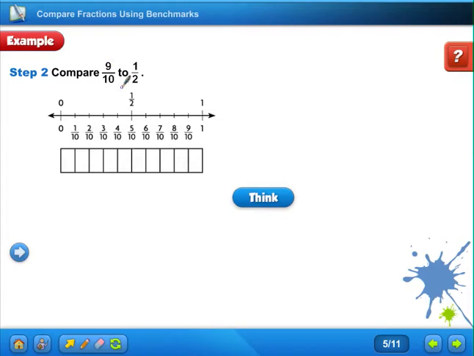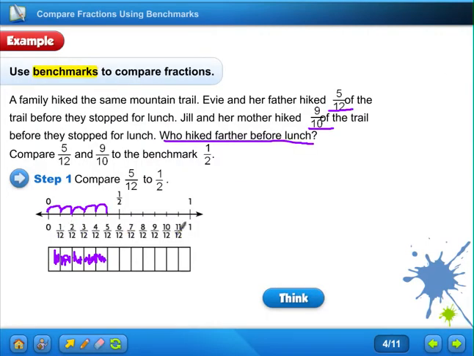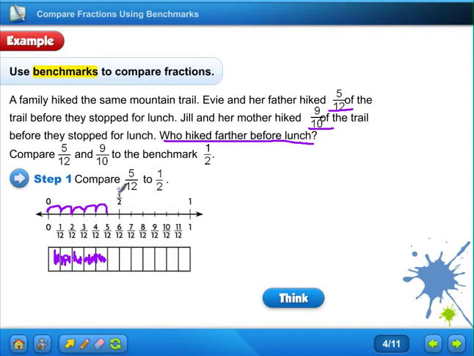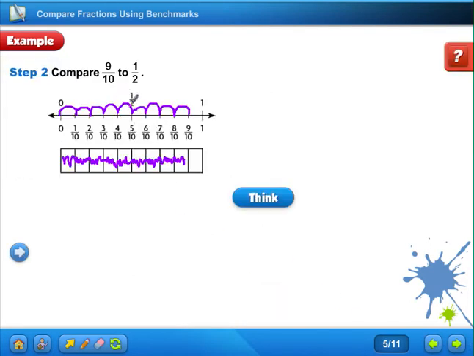We're going to compare 9/10. So they broke this one up into tenths. The last one was broken up into 12ths. So 1/10, 2/10, 3/10, 4/10, 5/10, 6/10, 7/10, 8/10, 9/10. We're already past that half a mile here. Let's shade it in down here as well. Back here, we didn't go past the half as our benchmark. That was the benchmark. Here, we went past that.